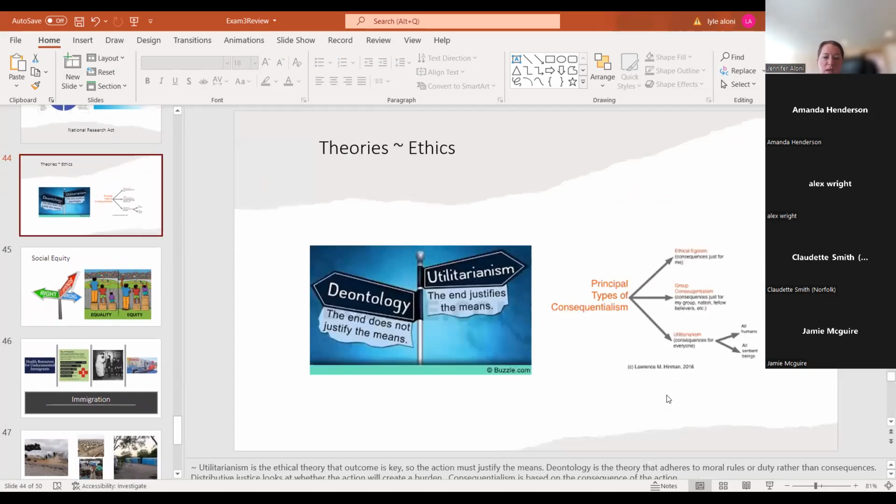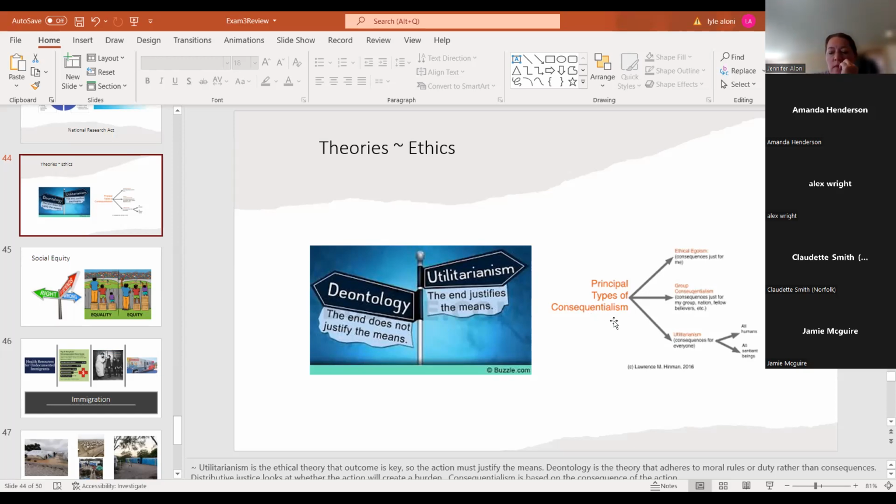We have our two different types of ethical theories. Utilitarianism is going to be our ethical theory that the outcome is important. So what happens at the end is really making sure that our actions are justified. And then we have this next theory that adheres to moral rules and duties rather than consequences. When we look at distributive justice, we look at whether the action will create a burden, because remember, justice is treating everyone equally. So we don't want to get a burden out of that. That's about it. All I want you to know on that.